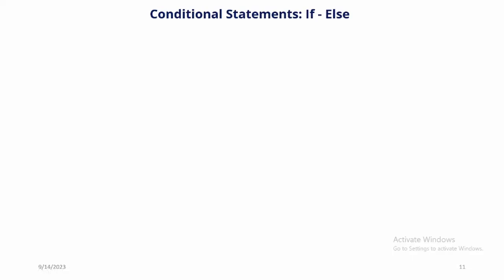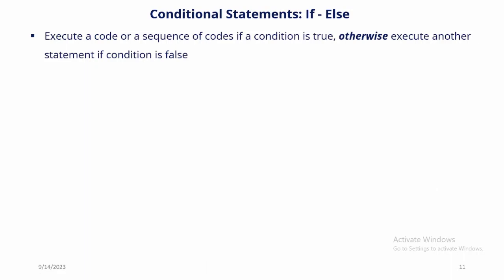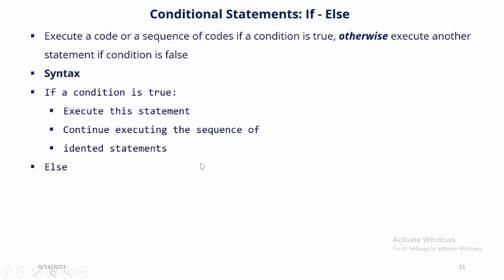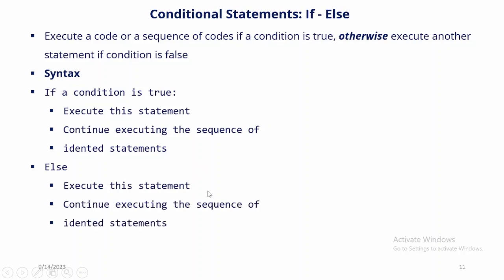Now, the next conditional statement that we are going to look at is the if else. We are making it a little bit more complicated. So the if else statement executes a code or a sequence of codes if a condition is true. Otherwise, it executes another statement if the condition is false. The syntax is: if a condition is true, execute this statement, continue executing the sequence of indented statements. Otherwise, if the condition is not true, execute another statement, continue executing the sequence of indented statements.